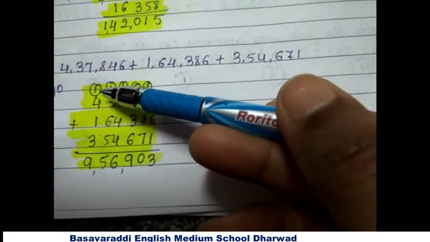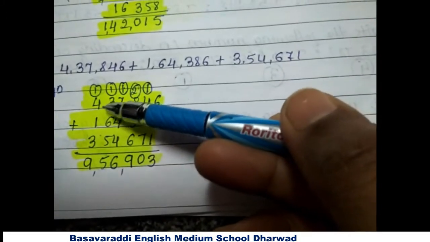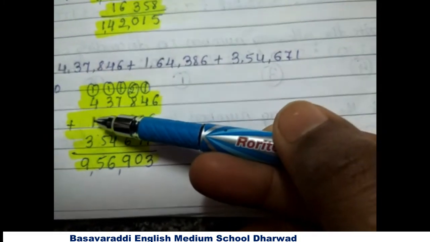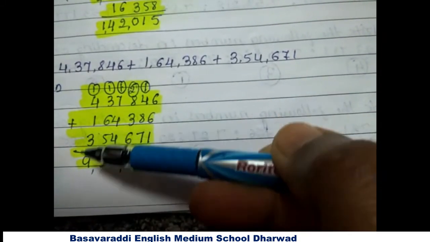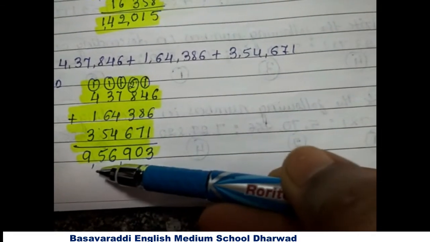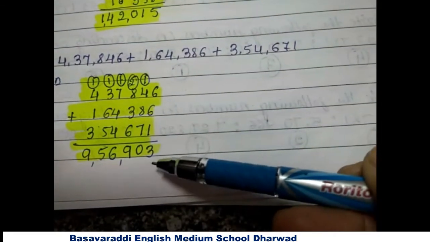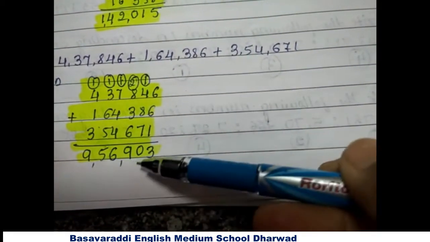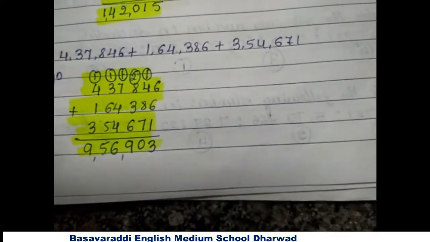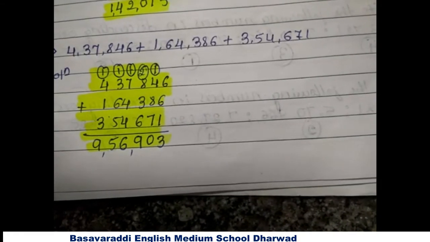1 carry over to the lakhs place. So 1 plus 4 is 5. 5 plus 1 is 6. 6 plus 3 is 9. Okay, this is the addition: 9,56,903. This is the addition of these three addends. Okay, next we will move to the next question.